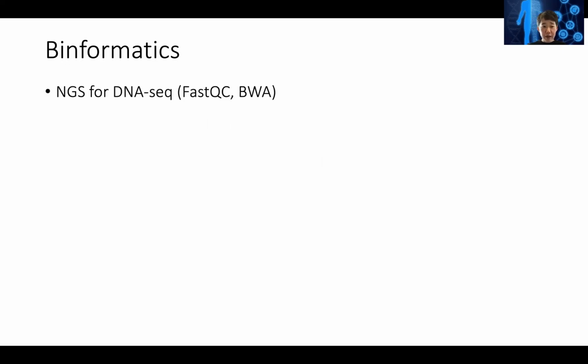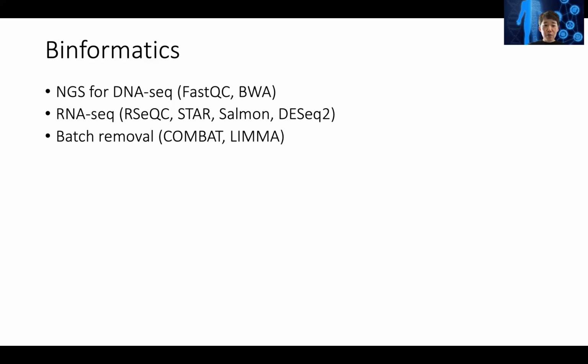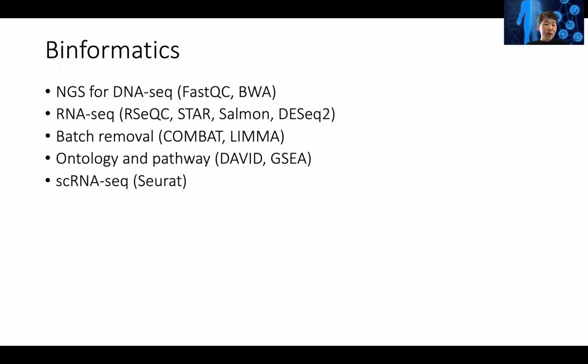For next generation sequencing, we talk about FastQC and the BWA for read alignment. For RNA-seq, we talk about RNA-seq QC, which is kind of giving you the quality control, STAR for read mapping, Salmon for kind of pseudo alignment, and DESeq for differential expression. For batch effect removal, you can either use ComBat or limma. And for gene ontology, we talk about DAVID and gene set enrichment analysis. And for single cell, we mostly focus on Seurat, even though there are also many, many other analysis methods.